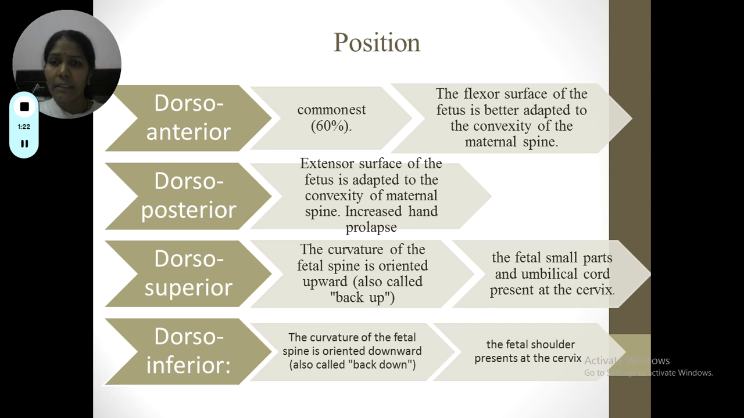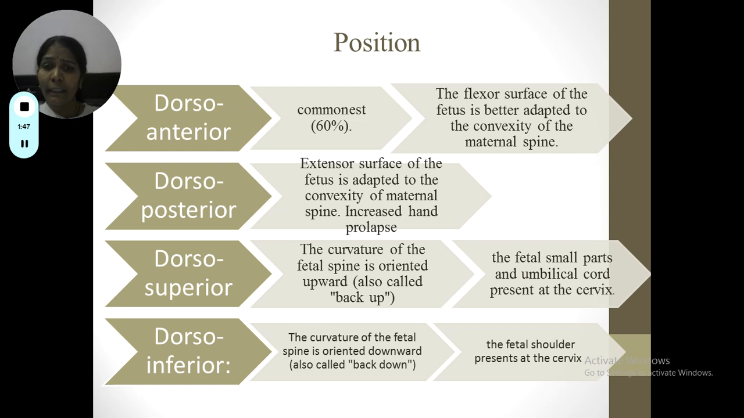The next position is the dorso-posterior position, where the back or the extensor surface of the fetus is adapted to the convexity of the maternal spine. In this case, the fetus is front forwards, that is the flexor surface is facing towards the maternal abdomen, and this is the position where there is increased chance of hand prolapse that can occur.